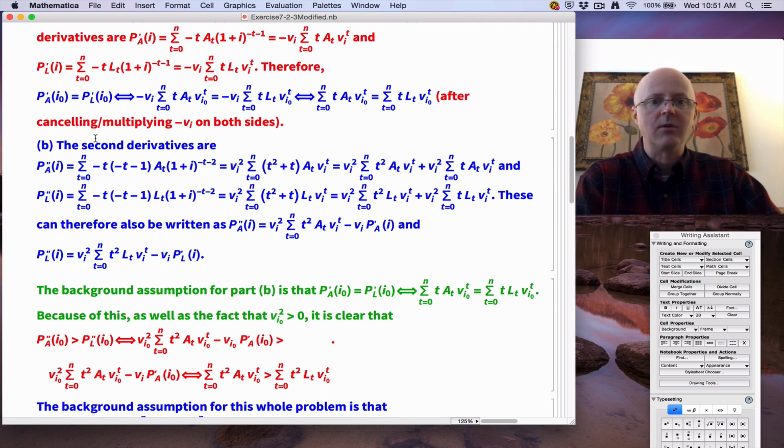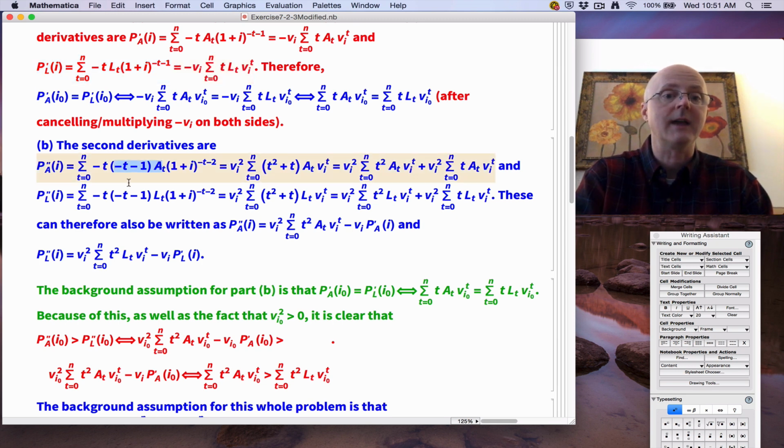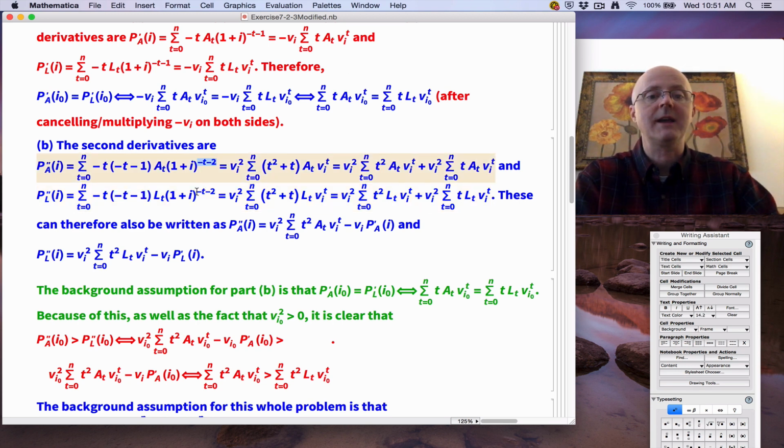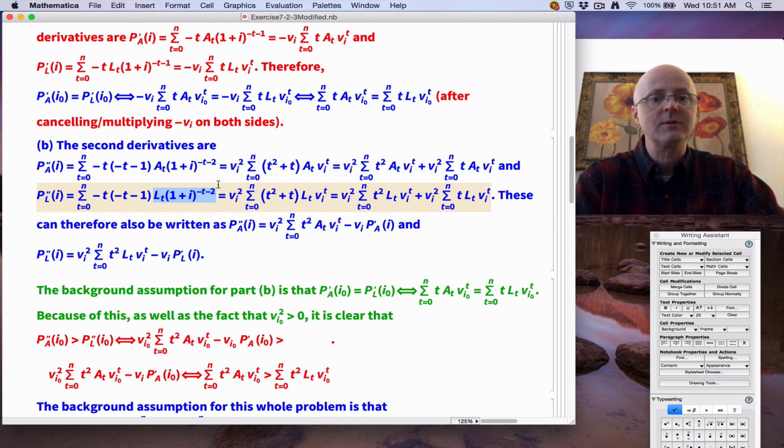We again use the power rule. You could also say we're using the chain rule, but the derivative of 1 plus i is 1, so it doesn't really come into play. So I look at this formula right here and this one right here. I need to bring down the negative t minus 1s in front, here and here. I need to subtract 1 from the exponents to get negative t minus 2, here and here. And then I can factor out a (1 plus i) to the negative 2, which is the same as v^i to the positive 2, here and here.